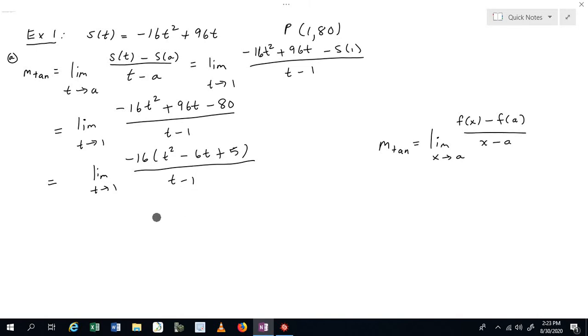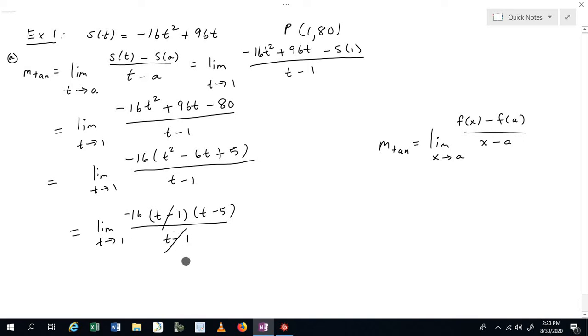And then we can factor this trinomial. This factors into t minus 1 times t minus 5, which is great because then the t minus 1s will cancel. And now we can try direct substitution to evaluate this limit. When you plug a 1 into here, you get negative 4, and then negative 4 times negative 16 is positive 64. The position is being measured in feet, and the time is being measured in seconds. So this is feet per second.